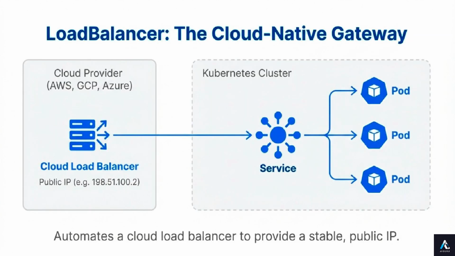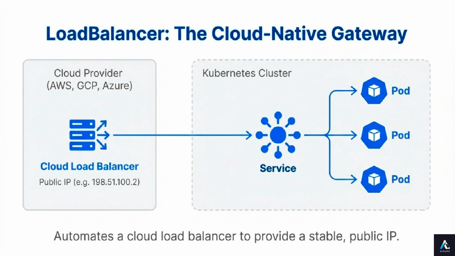When you are running Kubernetes in the cloud, such as AWS, GCP, Azure, DigitalOcean, and so on, you will almost always reach for service type load balancer. Here is what happens behind the scenes. First, Kubernetes asks your cloud provider to create a real load balancer. Then, that load balancer gets a public IP address. Next, external traffic hits this cloud load balancer. After that, the load balancer forwards traffic to your Kubernetes service. And finally, the service load balances requests across your pods.